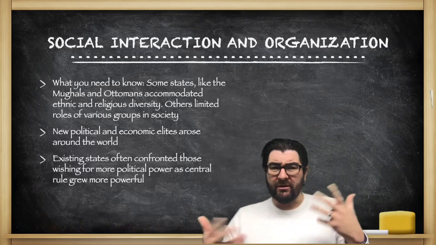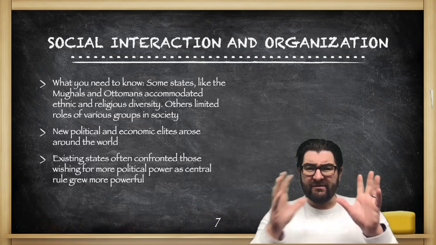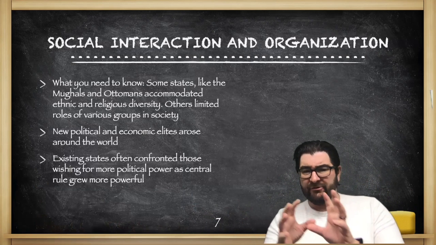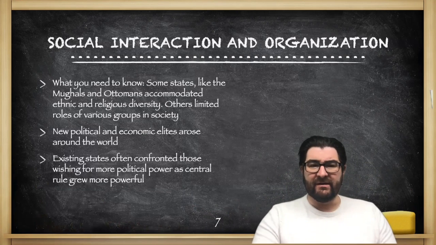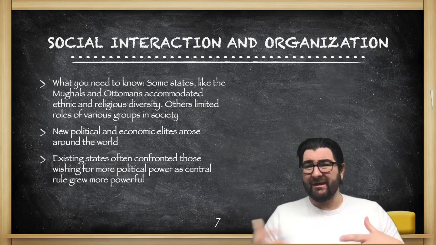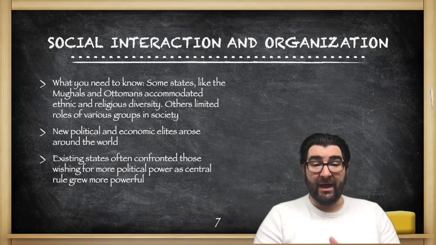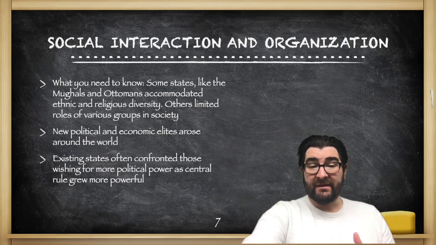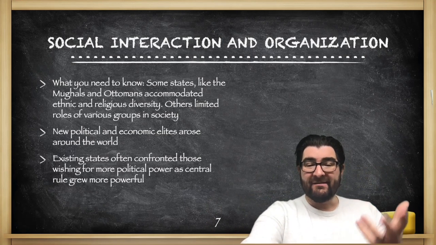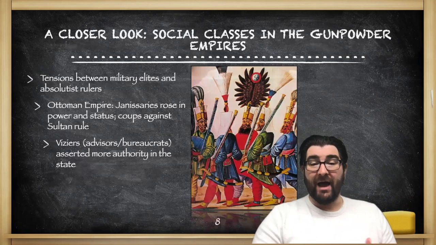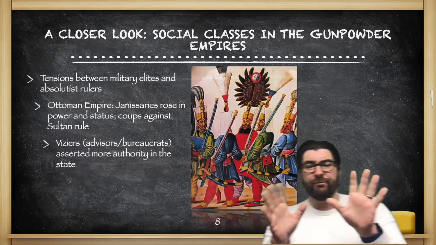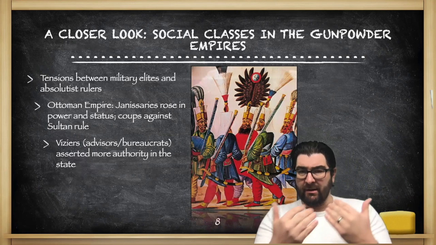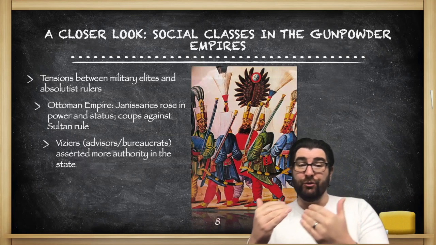With regard to social interactions and organizations, we're going to see some different handling of ethnic and religious diversity within different empires, usually depending on how diverse those empires actually were. We'll also see new economic and political elites rising around the world, and sometimes new social hierarchies develop. So with regard to some of these tensions that are arising with a rise of new elites.